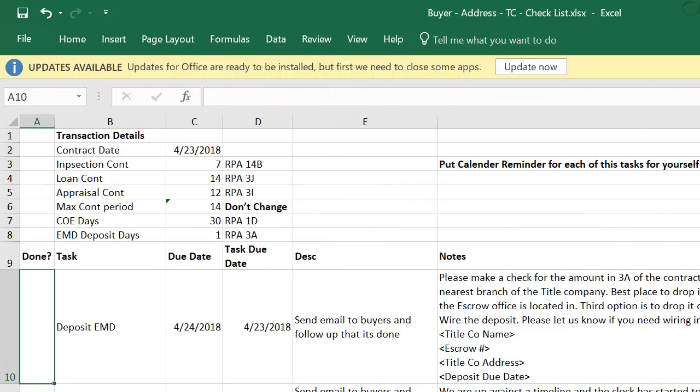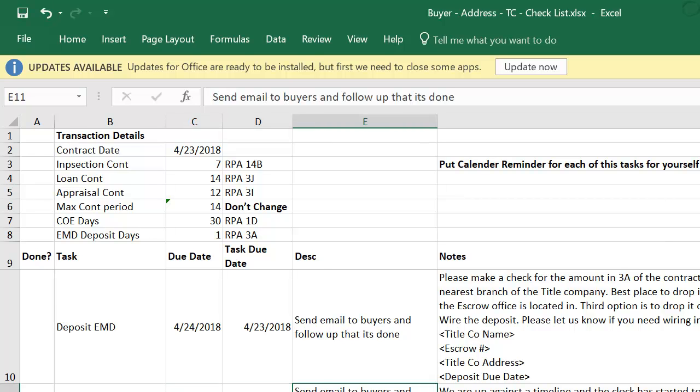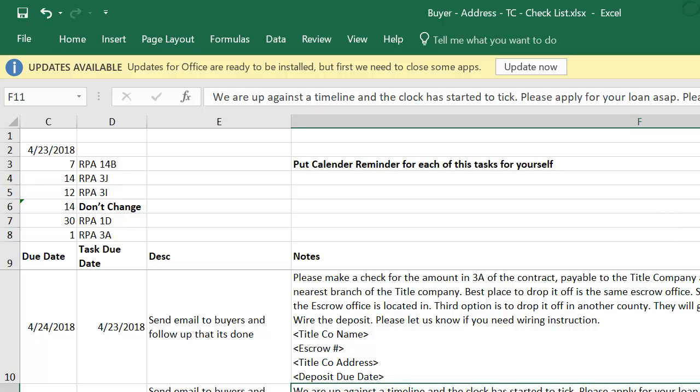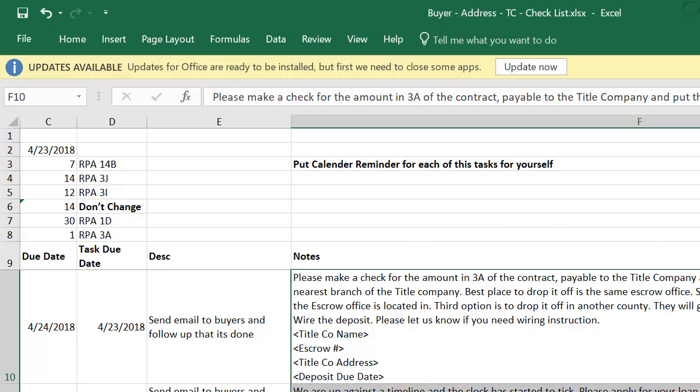That's one. Another task is apply for a loan. So here it says again, based on when it was accepted, they should really just apply for the loan almost right away. You should remind them about this, and this is the template that you send. Now, a lot of times it doesn't hurt to combine these two and send it right away because they're due on the same day.